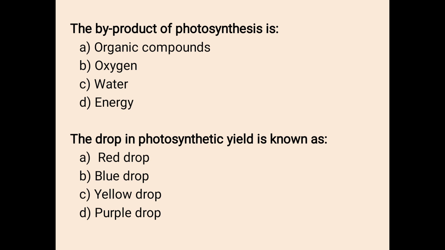Next question is, the byproduct of photosynthesis is. In case of photosynthetic reactions, carbon dioxide and water are used, and in return food is made and oxygen is released. So the byproduct of photosynthesis is oxygen, and the main product of photosynthetic reactions is glucose or the food of the plant. Next question is, the drop in photosynthetic yield is known as. So the drop in photosynthetic yield is known as red drop.